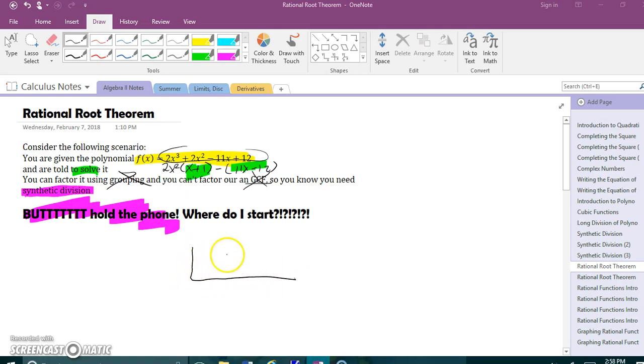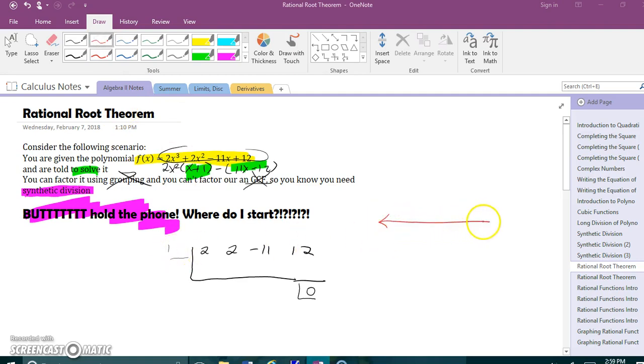Now, normally what would happen is you would do synthetic division and you would put your numbers in and you would be given a number to put right here and you would want a remainder of 0. But the thing is, I didn't give you anything and I'm not going to give you anything. So you're going to have to decide what number should go here.